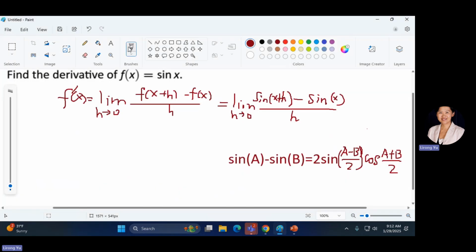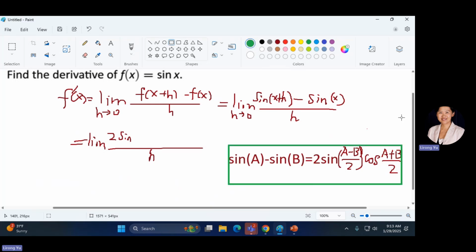So applying this formula, we will have this equal to the limit as h approaches 0. In the numerator, we rewrite it as 2 times sine, and that was the formula that we mentioned. We're applying this formula. So this subtraction, now we want to have a subtraction of the inside. So x plus h minus x, which is going to be h. I have h right here. So this is h over 2 for this one.